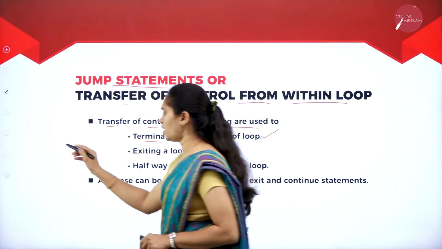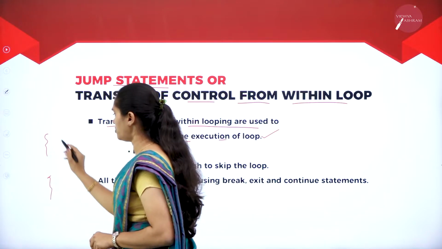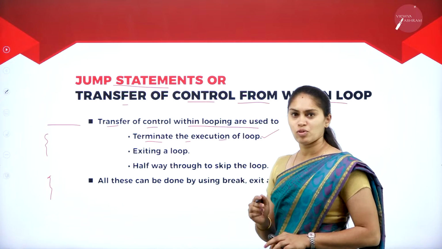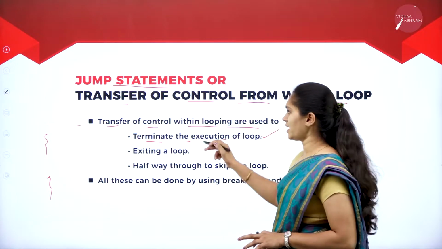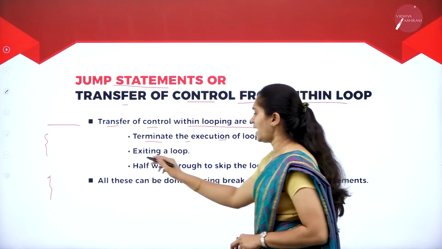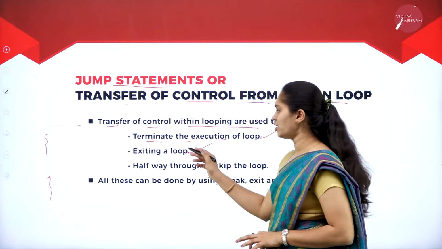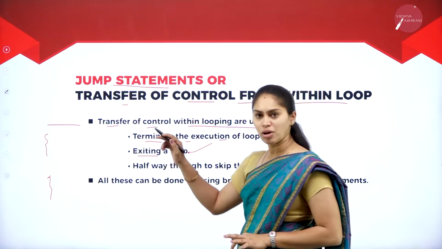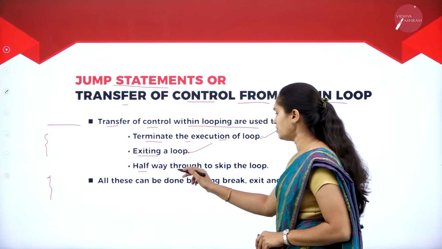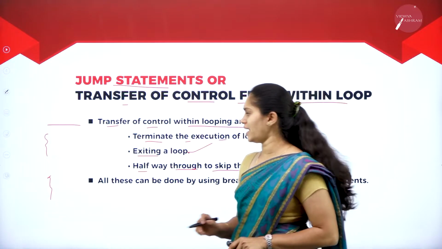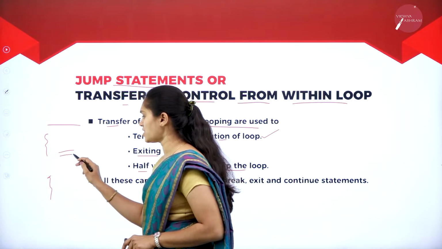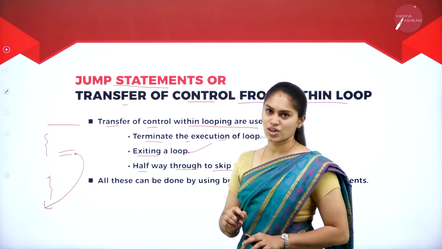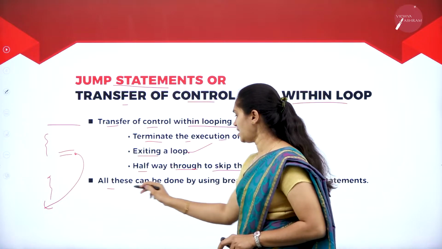As we all know, there are opening and closing flower braces, before that we have a condition, and even after that we have a condition. So when I want to terminate that loop, I can use this jump statement, to exit or come out of the loop. If I want to terminate it permanently, or come out of that loop, or skip halfway through the loop. I am already inside the program, but now I just want to exit from this loop. At that time also we can use this jump statement. So all these can be done.